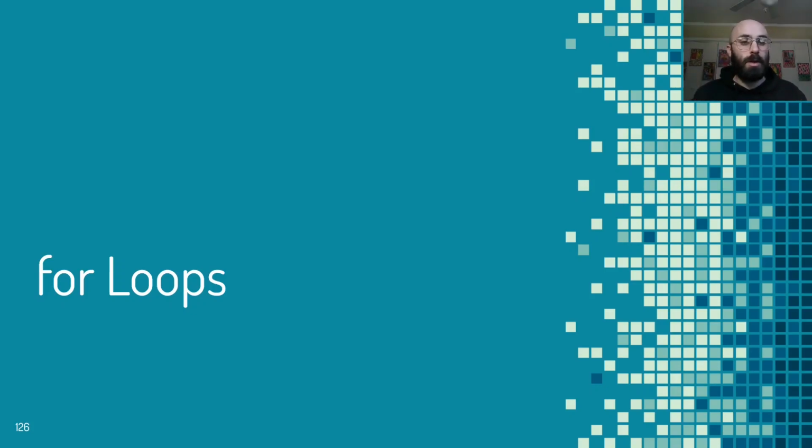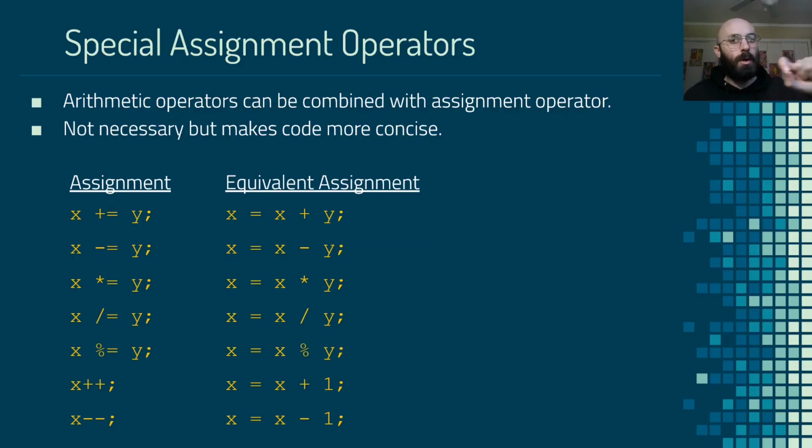Those were a type of conditional statement that determined whether or not we were going to execute some block of code. So a for loop is this class of looping control structures that determine how many times we're going to execute a block of code. So we're going to take a look at what those look like and how they work. But before that, I want to revisit or talk a little bit more about these special assignment operators.